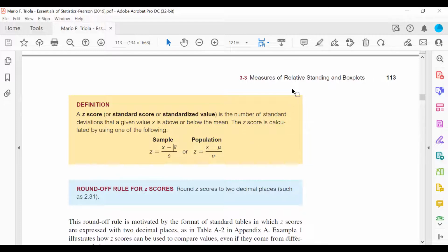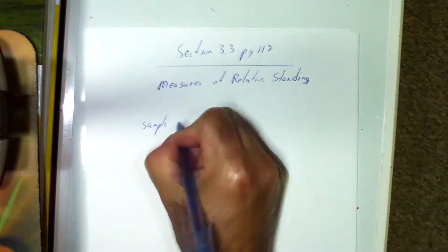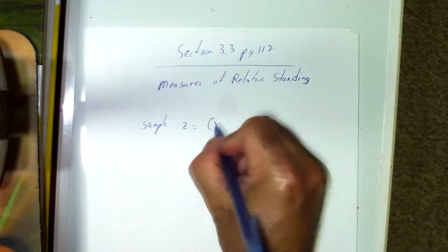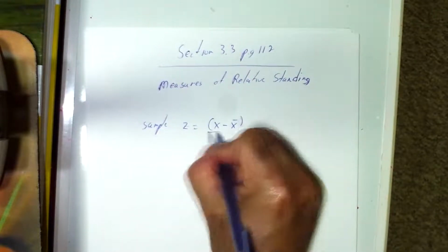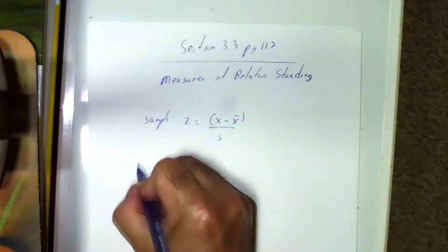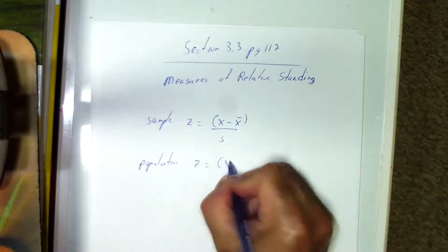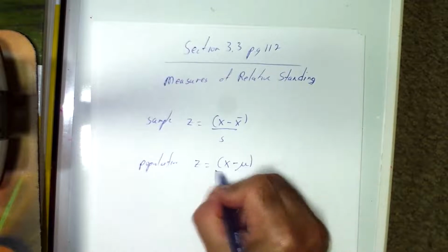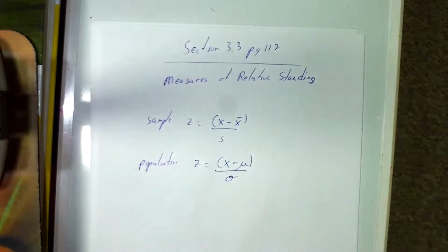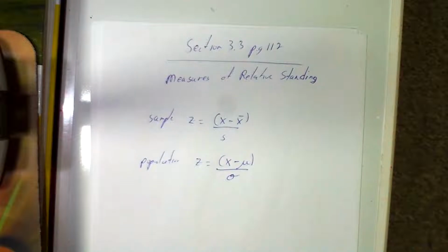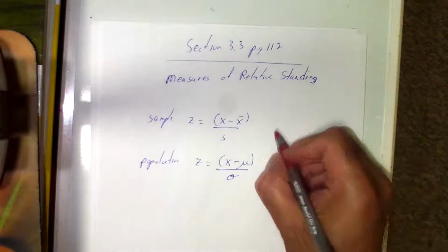All right, so here's a scale that we are going to use. Let me put the formula that I tell my students to use. For the sample, z is equal to x minus x bar over s. For the population, z equals x minus mu over sigma, and round to the hundredths.